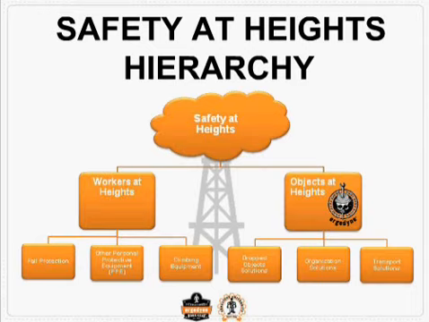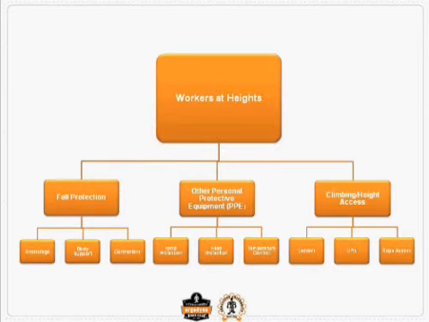So a variety of topics fall under the workers at heights branch of this hierarchy. For most, the first thing that comes to mind is fall protection. Many companies are beginning to implement effective fall protection practices. Many fall protection manufacturers break down these categories into what they call the ABCs of fall protection, which stand for anchorage, body support, and connectors.